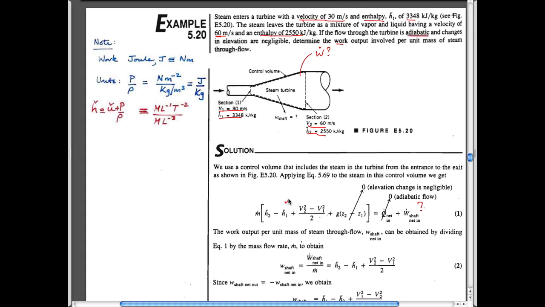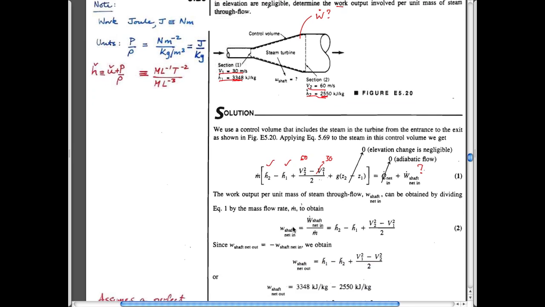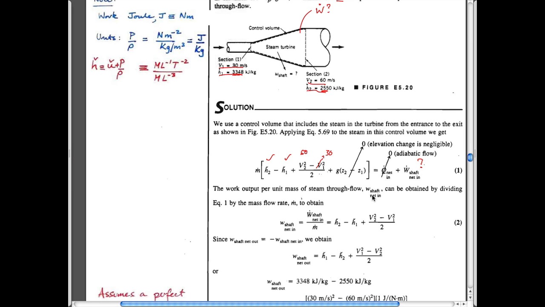We know the enthalpy in, which is this. We know the enthalpy out, which is this. We know the velocities, both in and out, which are 30 and 60 meters a second. And the only thing that we've got to determine is the shaft work in the system. And so we can calculate that definitely as a function of this.